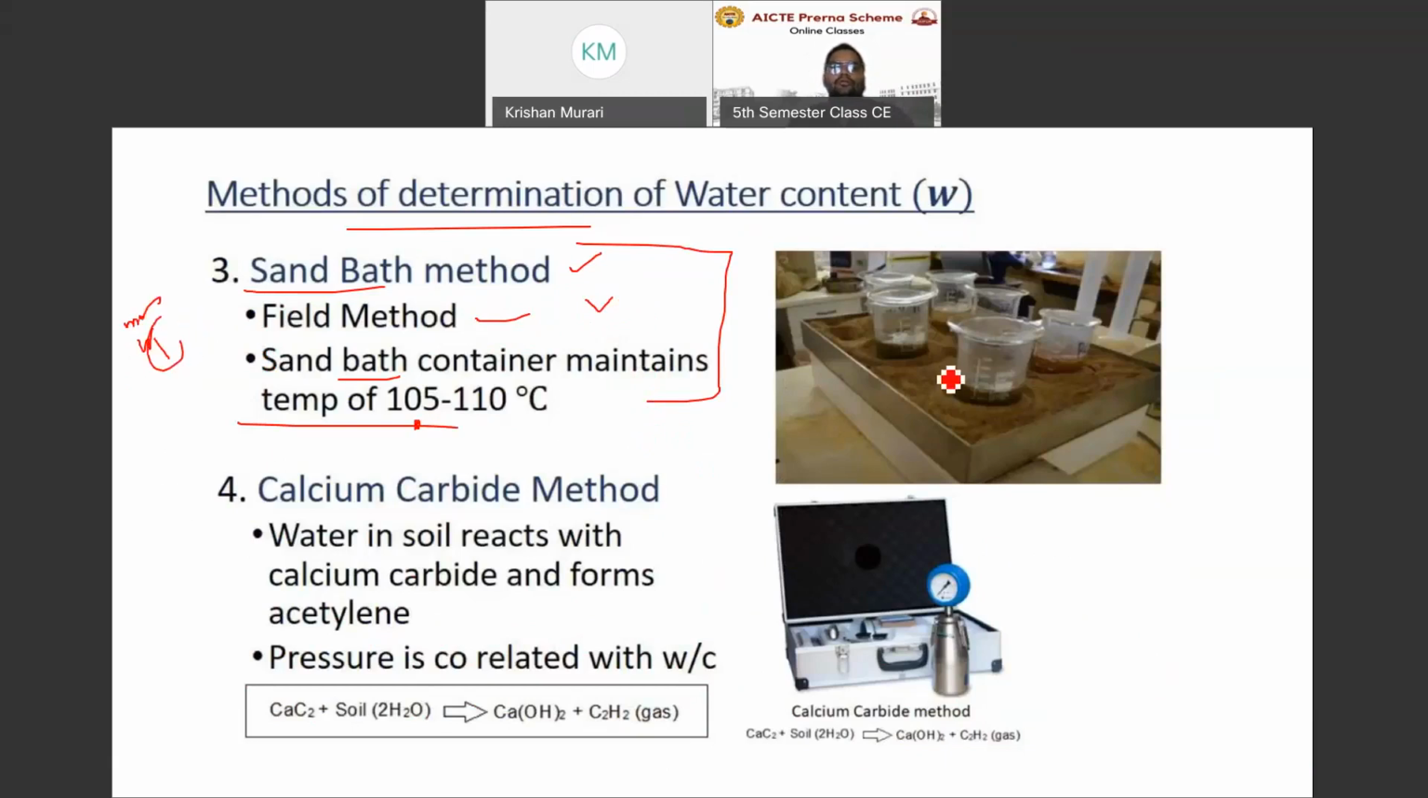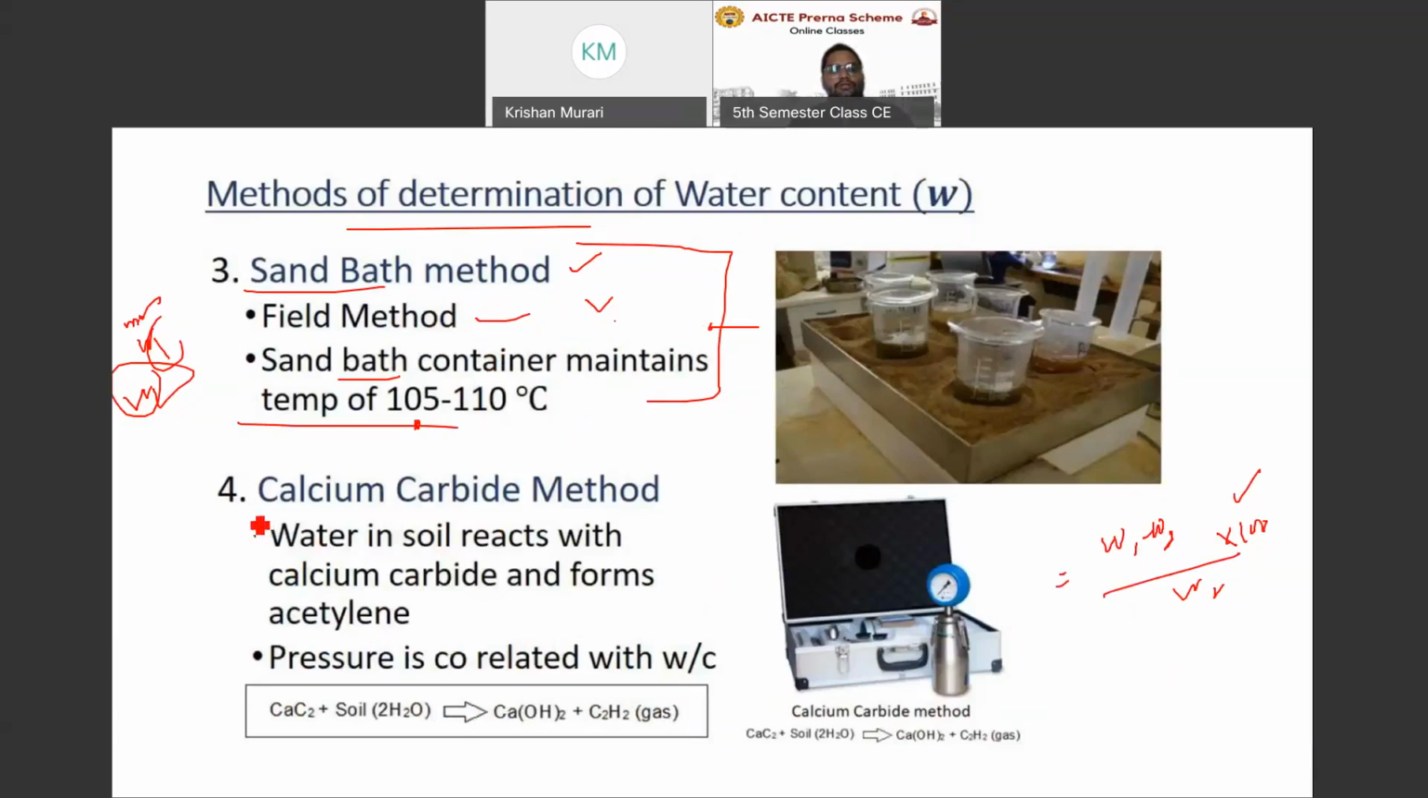Whenever the white paper is converted to brown, you weigh it again, and if the weight is W2, then you can easily find the water content. The weight of water is W1 minus W2, divided by W2, into 100. That is the water content of that particular soil. This method is used as a field method, but it is not a very accurate method.